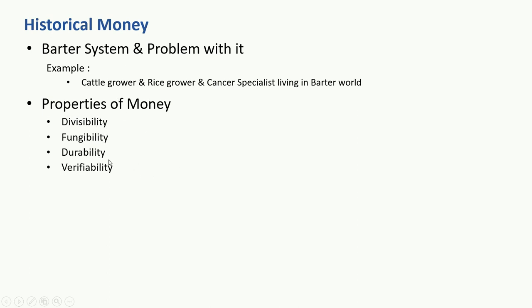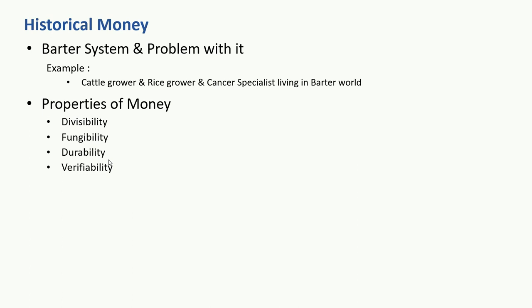Okay, first one is the divisibility problem. What we have seen: the cattle grower has 10 cattle, and the rice grower is selling 1 kg of rice per cattle. So the cattle grower goes on day one, gives a cattle and gets 1 kg of rice. Day two, same thing happens. By day 10, he has sold all his cattle. Now there is no way he could survive because he has sold all his cattle.